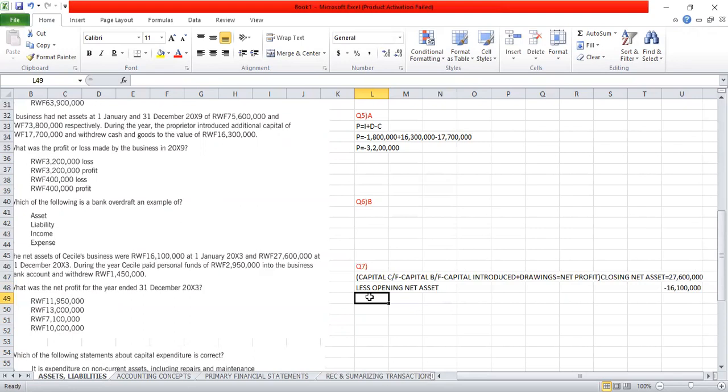Raise capital introduced. Capital introduced, which is 2.95.